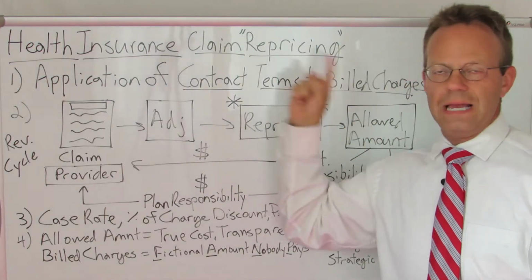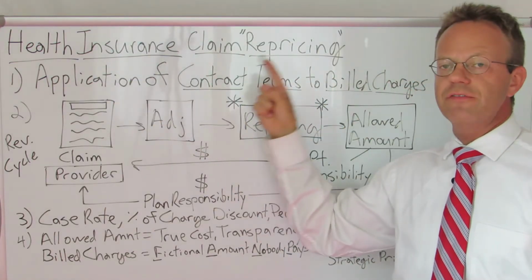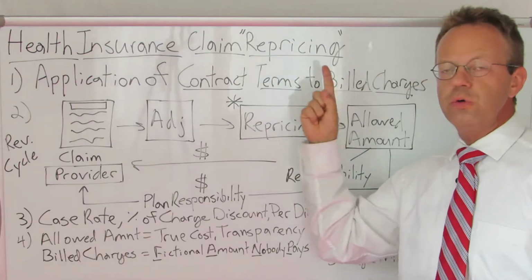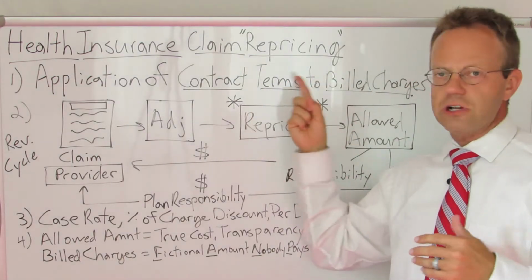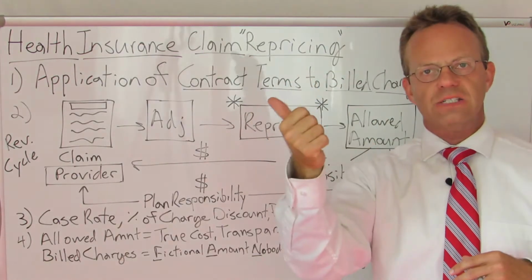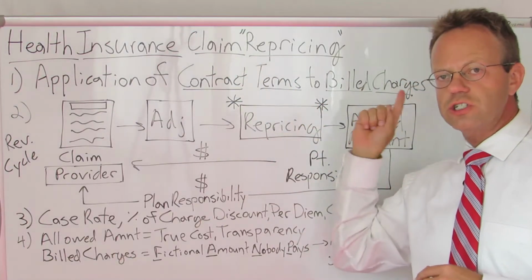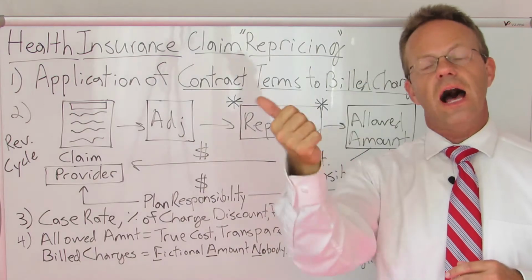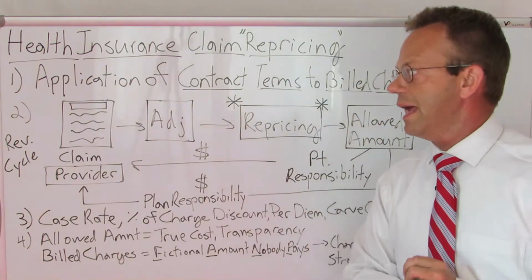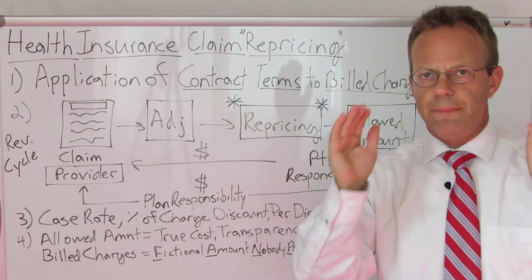Now, what is claims repricing? It is the application of the contract terms to the billed charges. Contract terms for whom? Between the hospital or the physician practice and the insurance network. And then the billed charges are from, again, the hospital system or the physician group. Now, let me show you this pictorially.